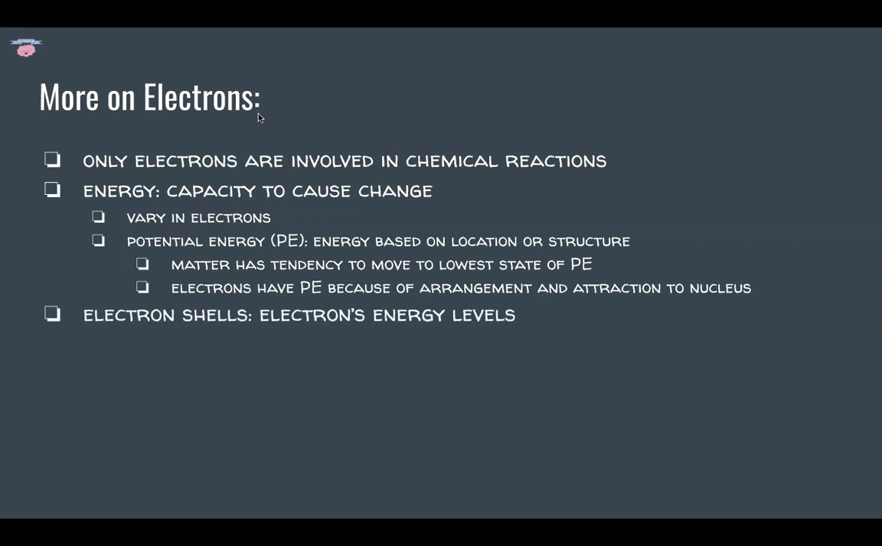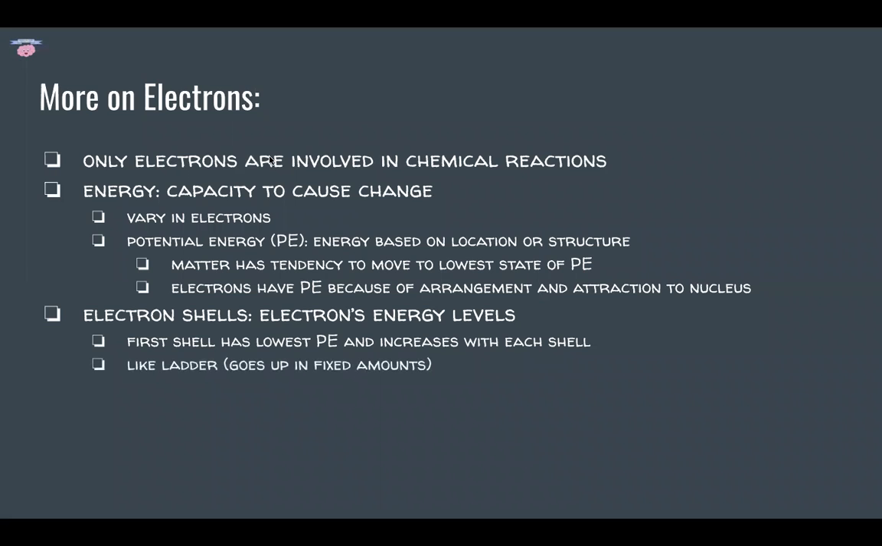Electron shells, like I said, are the electrons' energy levels. The first shell has the lowest potential energy. Let me use that simplified diagram again. This is not completely accurate, but it will do for a basic course. This is the first shell, and it has the lowest potential energy because it's the closest. If you had a second shell, this would have more potential energy because it's farther away, so its attraction is greater. That's why it increases with each shell. It's like a ladder. It goes up in fixed amounts. If the second shell is the same distance away from the first shell, then it goes up by a fixed amount.